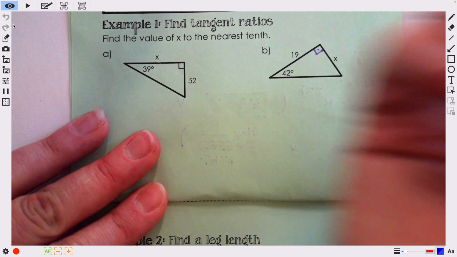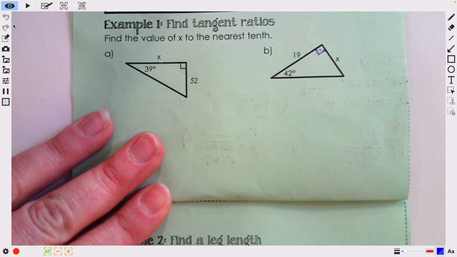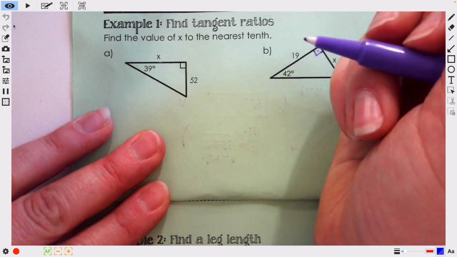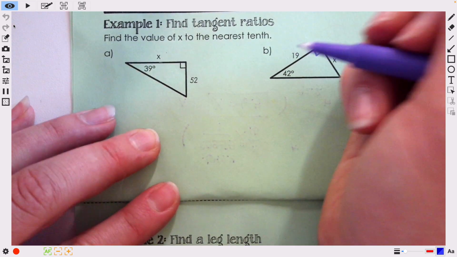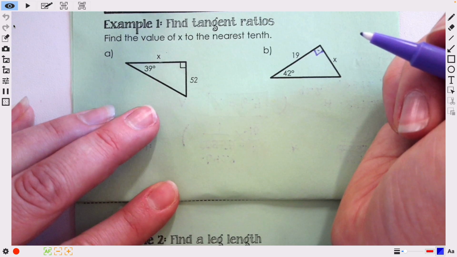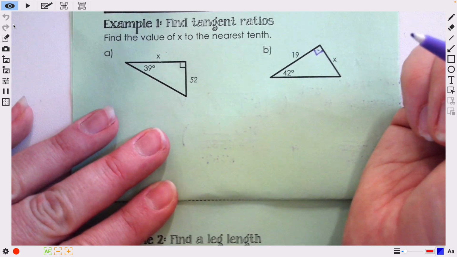So I think if we can just get these first couple done, we will call it good. And then we have 2 days to review this, and on Friday we'll do a quick little concept check before we leave for break.